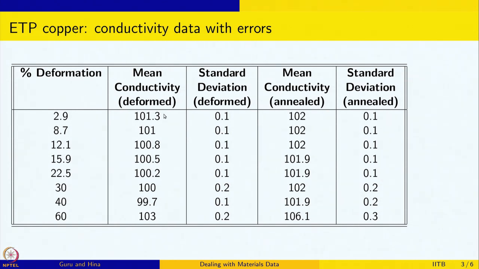And as you can see, the mean conductivity of deformed samples is decreasing, and annealed samples remains more or less constant. And there is large conductivity that is reported for 60% deformed samples in both the deformed state and the annealed state as compared to the other values. Okay, so we will look at this aspect also as we move along.